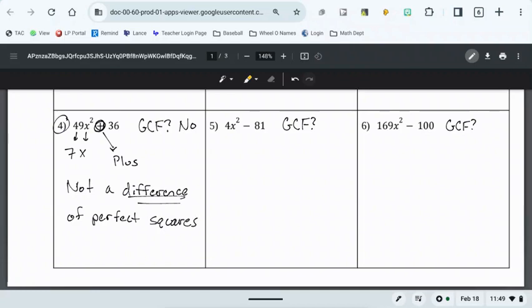So we can't use our little trick to factor this. And therefore, because there's also no GCF, this is going to be prime. Okay, go ahead, try 3, 5, and 6. Come back and we'll see how we do. See you in a few.